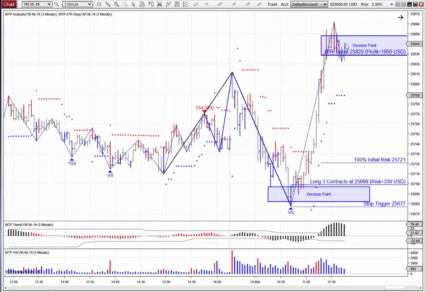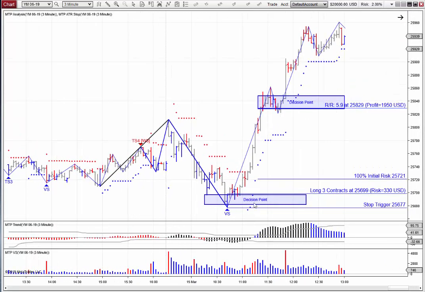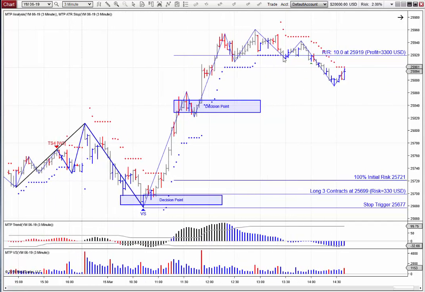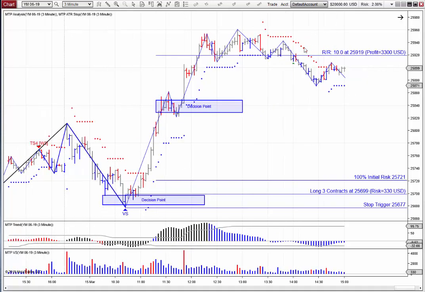We then look to our initial target. If the market's strong when it gets to that target, we then look to use our ATR stop to trail our trade and let it run as far as it can. And then over time we hope that we have profits that are large, but not just in dollar terms, large in relation to the initial risk.